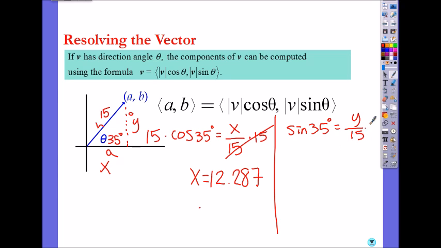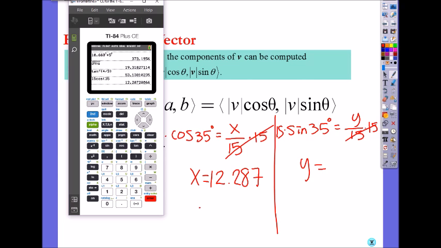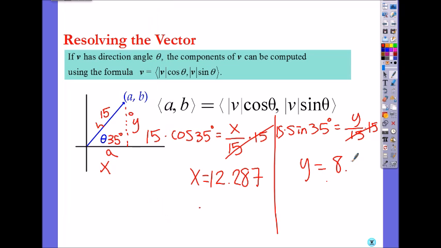So now when you multiply by 15 on both sides to solve for y, you get 15 sine of 35, which is 8.604. You will not use tangent because you only have the hypotenuse. Let's say this wasn't given first.